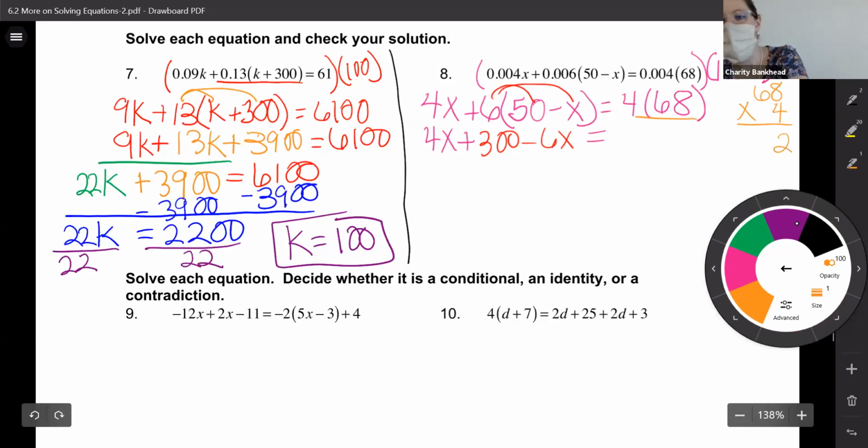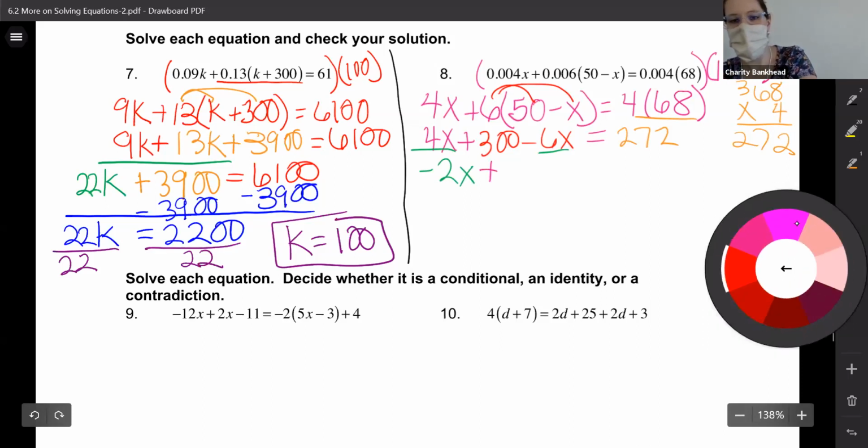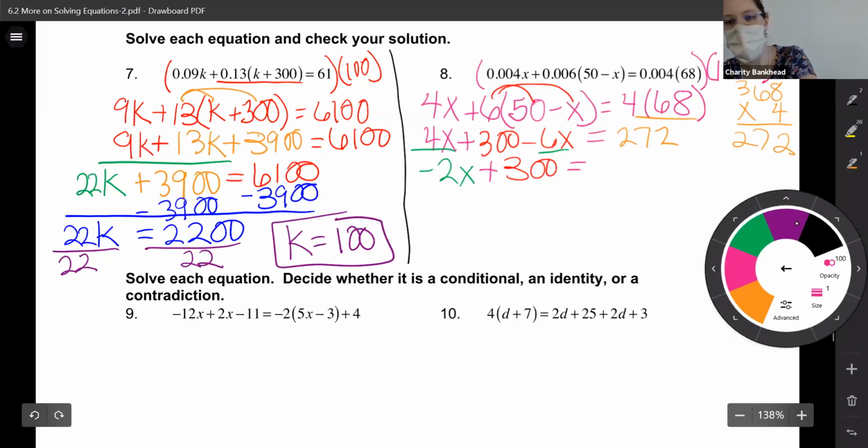4 times 8 is 32. Break down the 24, that's 27. So 272. All right, and combine the like terms on the left. 4x minus 6x equals negative 2x. So negative 2x plus 300 equals 272.